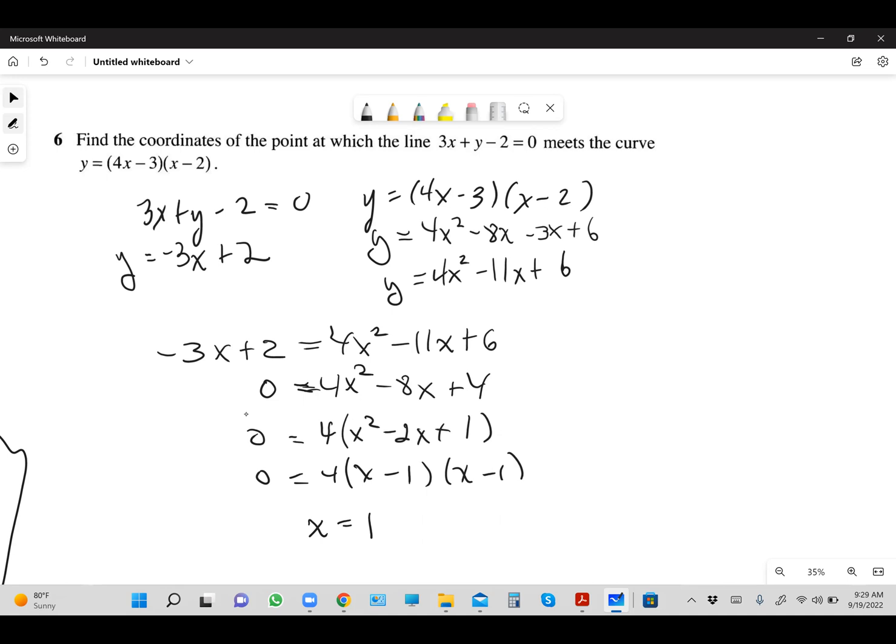Now, what's interesting there is that it has only one solution, 1. We call this a double root or repeated root.